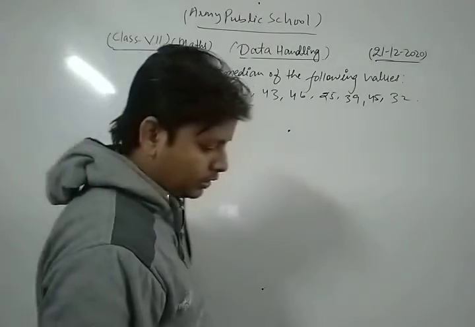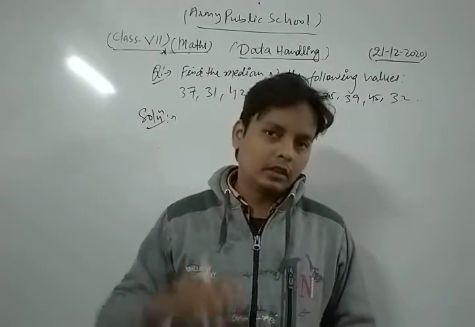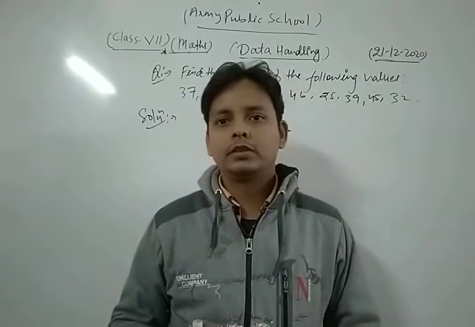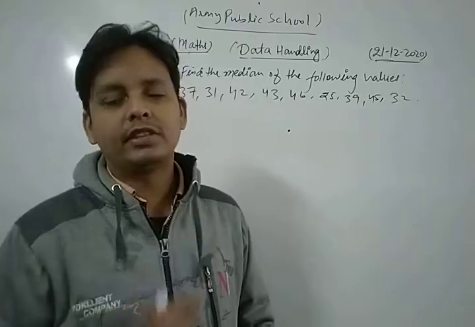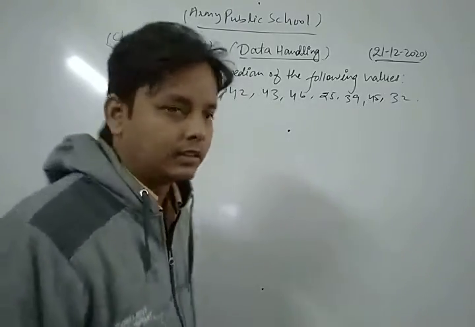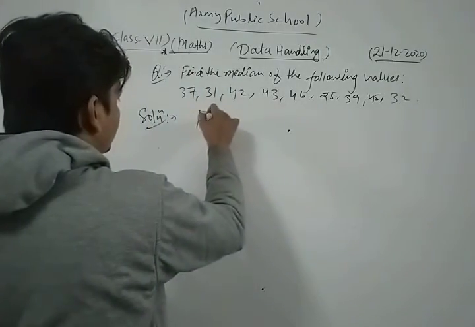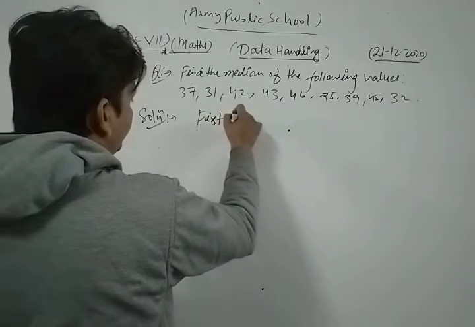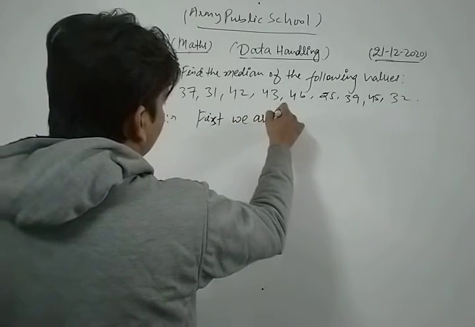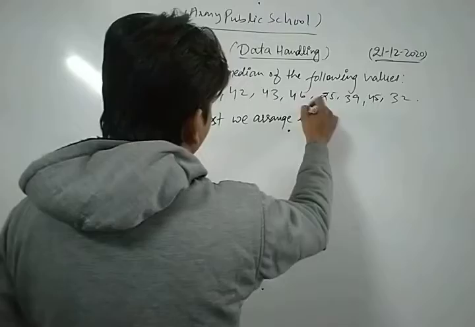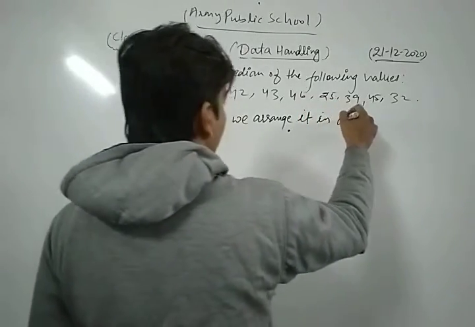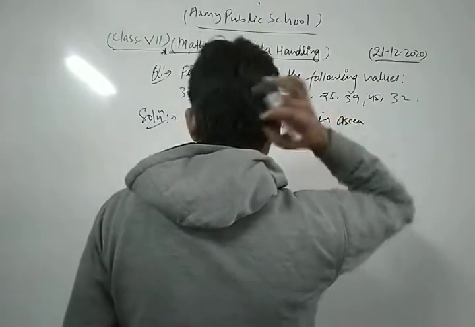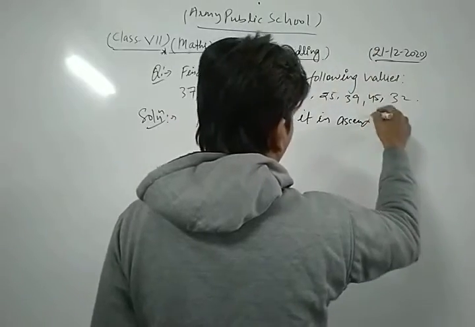First of all, what is the first step in order to find the median of any set of observations? First of all, we arrange the given set of observations in ascending order. So we write, dear student, first we arrange it in ascending order.